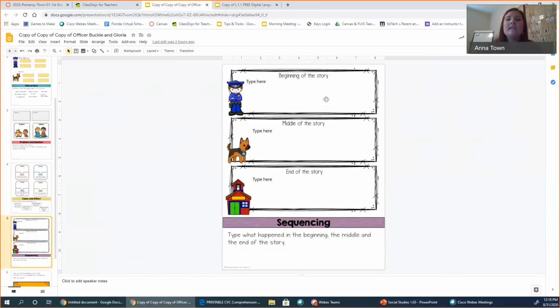Okay, think to the story. What happened at the beginning of the story? Yes, Officer Buckle gave a safety speech and nobody listened. What happened in the middle? Officer Buckle got Gloria, and now everybody wanted to listen to the safety speeches, and they weren't having safety problems anymore. And what happened at the end? They split apart, and then the biggest accident ever happened. And then they reunited because they realized that together they make the best team.